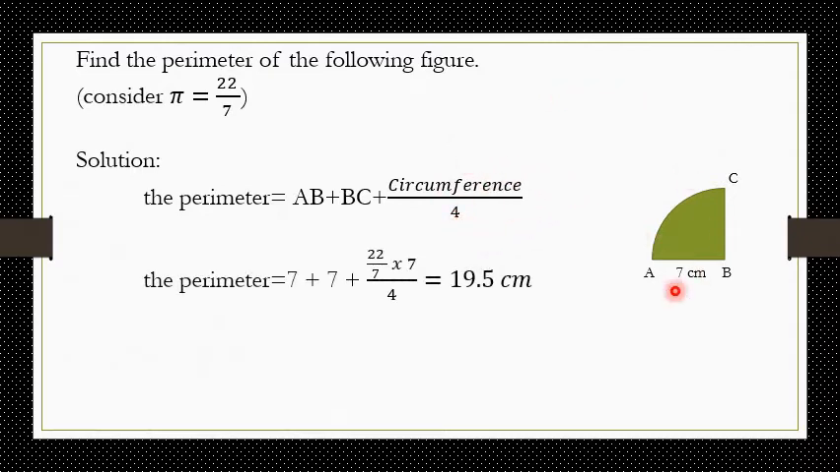Now the perimeter will be 7 plus 7 plus circumference divided by 4. Now it will be 7 plus 7 plus 22 over 7 by 7, all of them divided by 4 equals 19.5 centimeter.